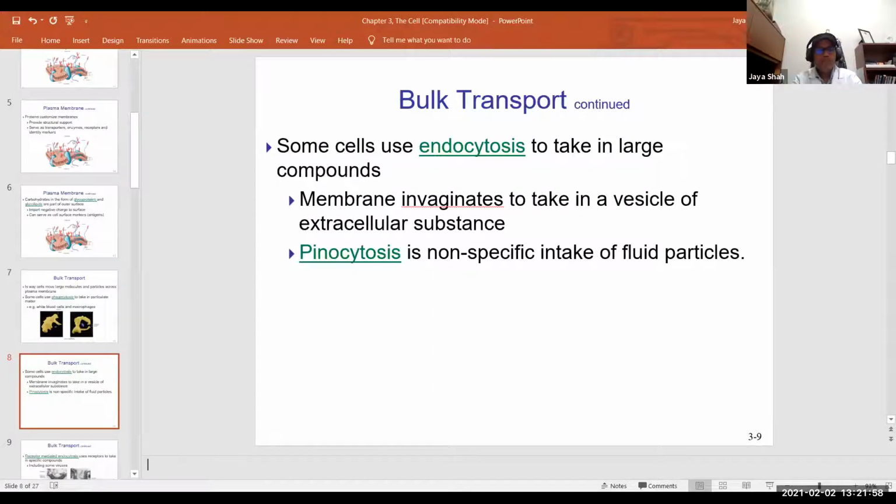Phagocytosis is cell eating and pinocytosis is cell drinking.